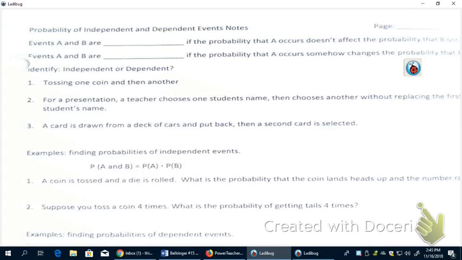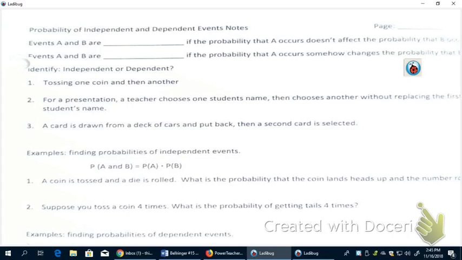There's two other kinds of events. There's independent and there's dependent. Okay? Independent events are events where it doesn't matter what happens, the next event will still have the same probabilities. For example, if I toss a coin and I get a heads the first time, if I toss a coin again, does it matter that I just got a heads? No, the probability is still the same, right?